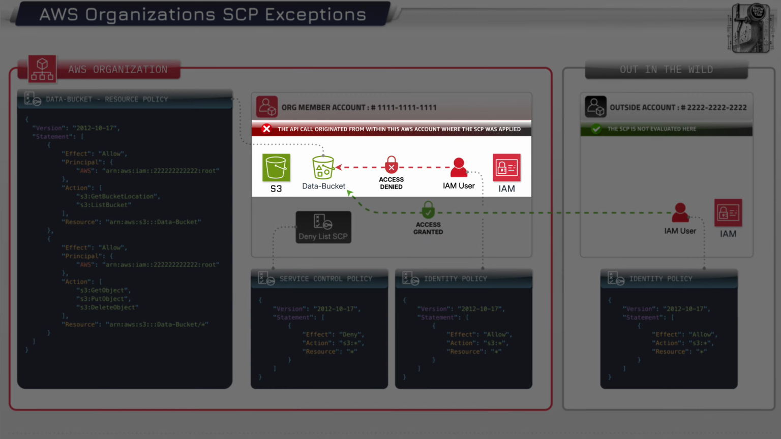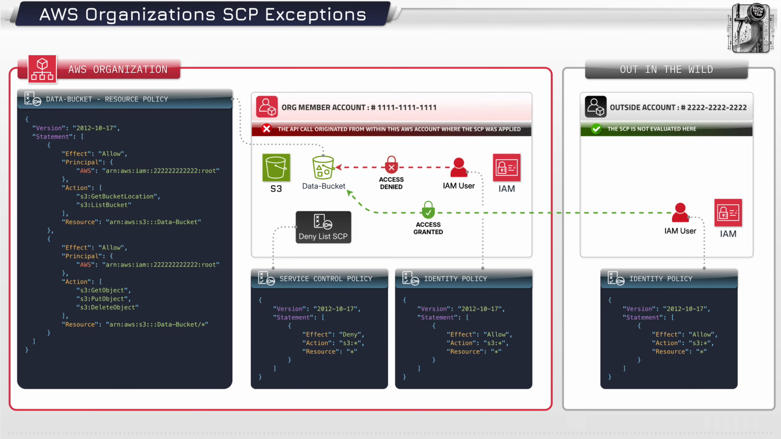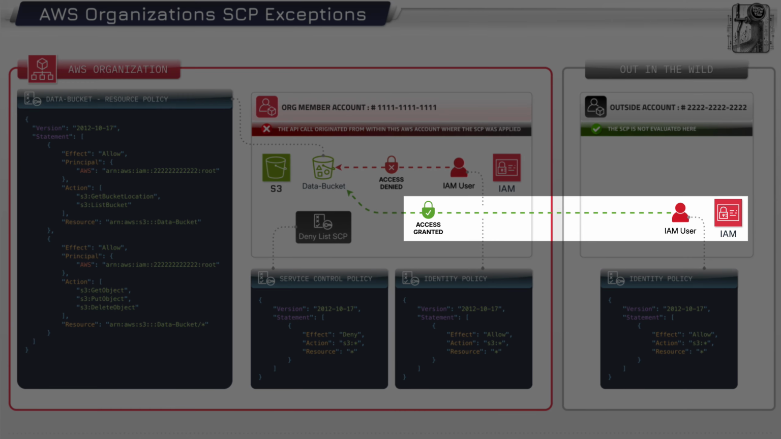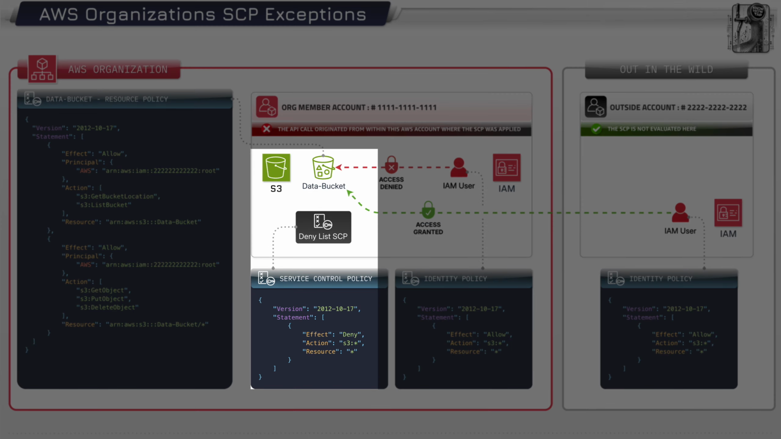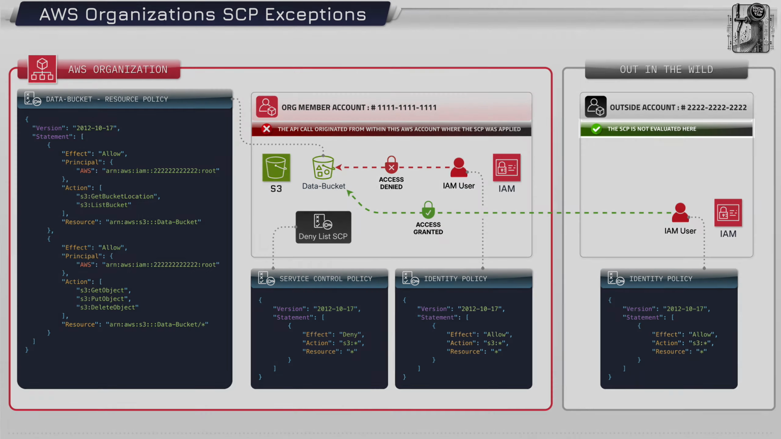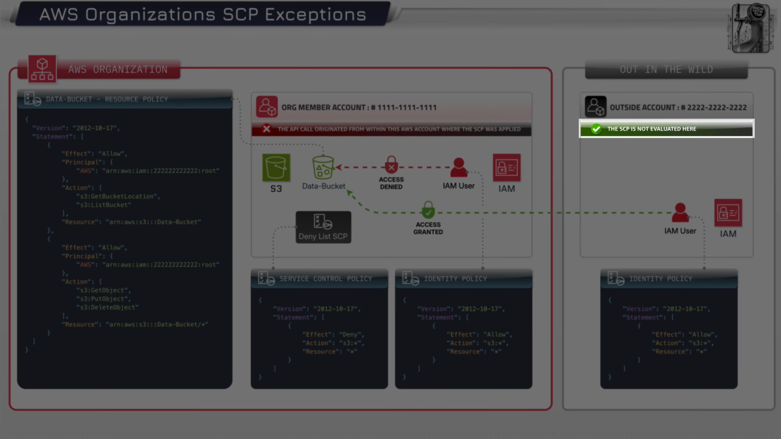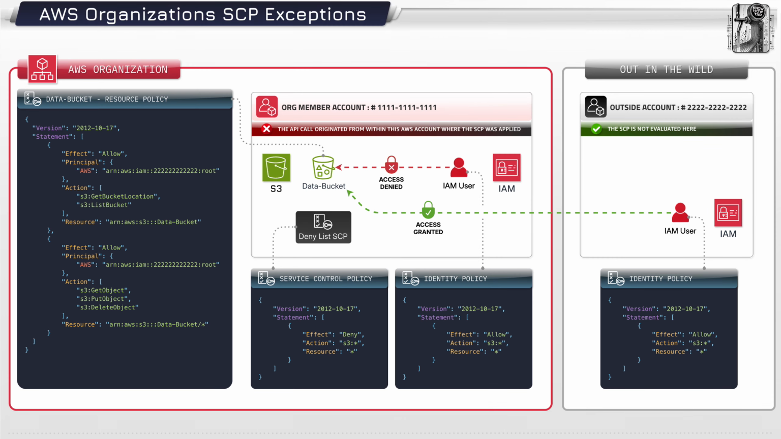When an IAM user inside the organization's member account makes the call, the request originates from an AWS account where the SCP is enforced, so the request is denied. But when the API call comes from an external AWS account, that external account isn't governed by the SCP attached to the account where the resource resides. As a result, the SCP is never evaluated and the resource policy is allowed to grant access.